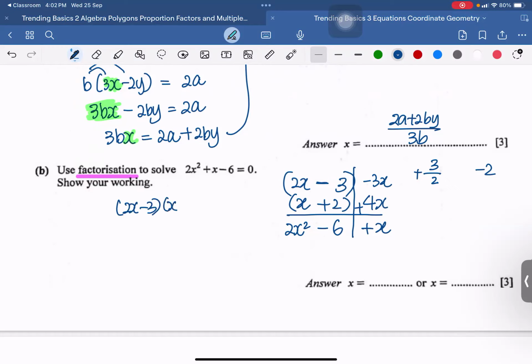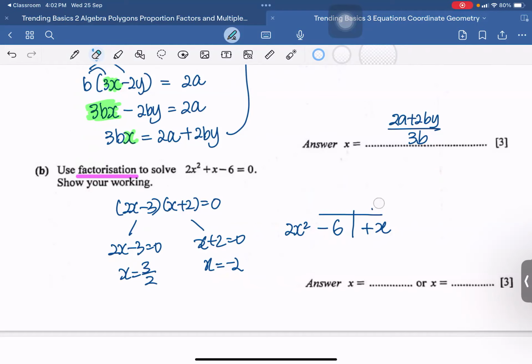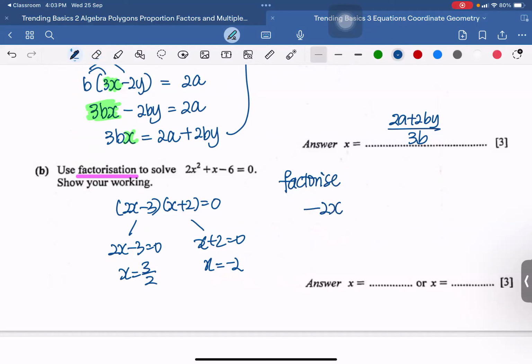2x minus 3, x plus 2 equals to 0. From here, you can get your first answer. Obviously, this is your answer in your calculator. Okay, x equals to 3/2 or -2. This one, all are okay, right? But now I have a question. I need all of you to tell me, how do you factorize this one? You can try using your calculator, menu 522.